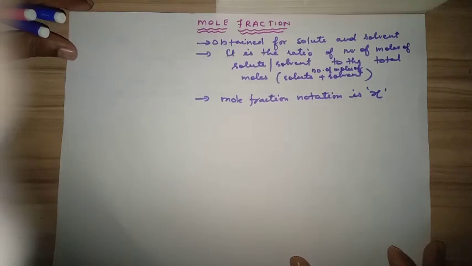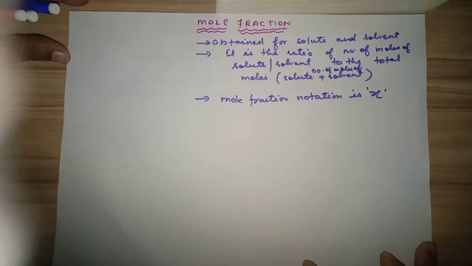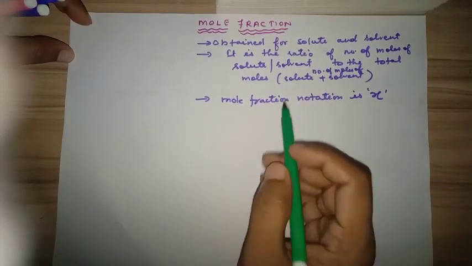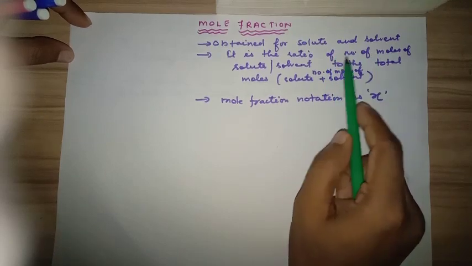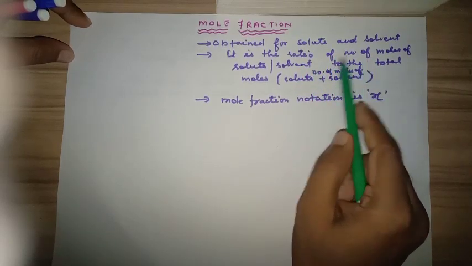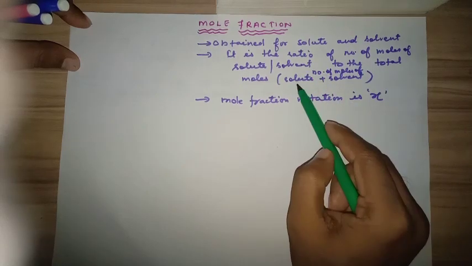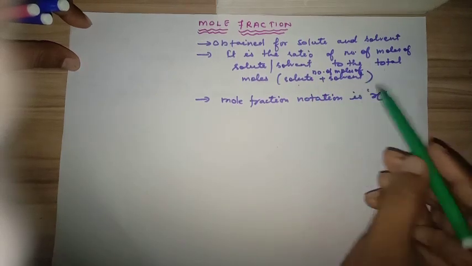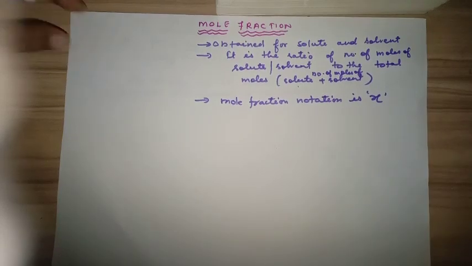This is called mole fraction. It is related to expressing concentration terms. So here we are dealing with mole fraction, which is obtained for both solute and solvent, and it is the ratio of number of moles of solute, or it may be taken as solvent, to the total moles, that is solute plus solvent. Mole fraction notation is chi, that is x.